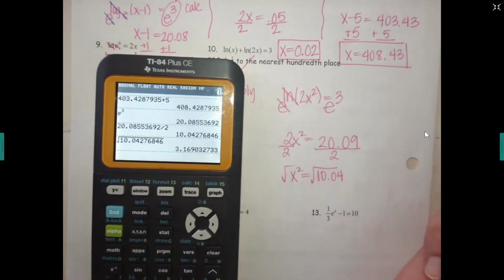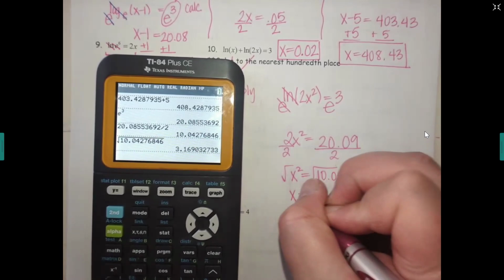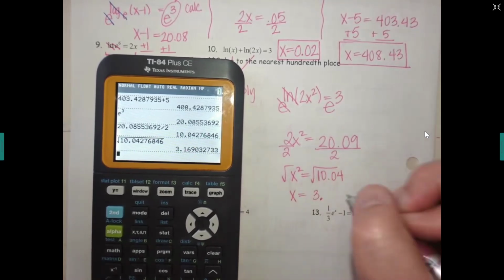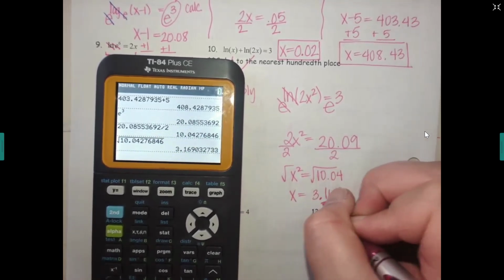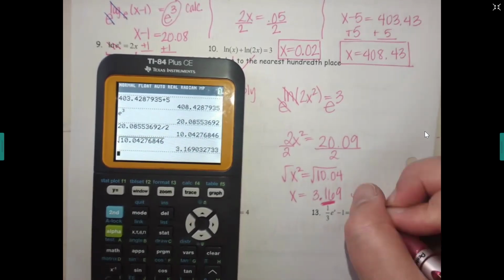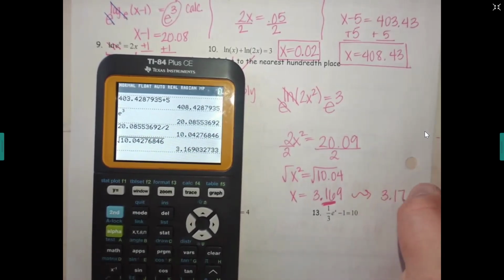So I got 3.16 followed by a 9. So how will the 3.16 round if it's followed by a 9? 3.17. Okay.